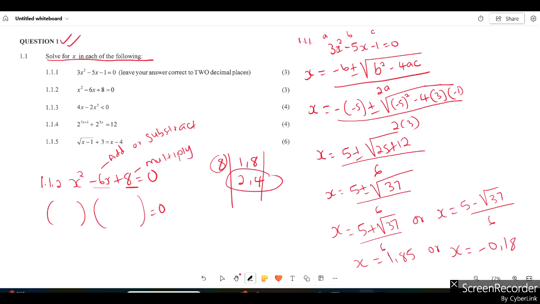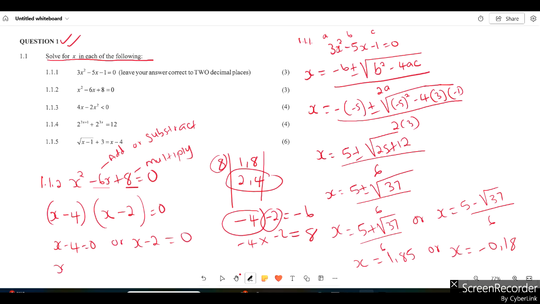It is 2 and 4, because minus 4 minus 2 gives me negative 6, and negative 4 times negative 2 gives me positive 8. I will have x here, I will have x here. In the first brackets I will have negative 4, and in the second brackets I will have negative 2. x minus 4 equals 0, or x minus 2 equals 0. Therefore, x is going to be 4, I will take this to the other side, or x is going to be 2.